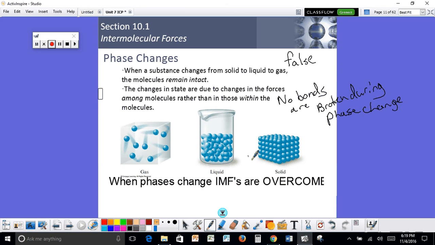So we move from a rigid solid to a flowing liquid, and then as more energy is added, eventually the molecules become pretty much free of the intermolecular force, and they're free to bounce around as a gas. So no bonds are broken, only IMFs are overcome.